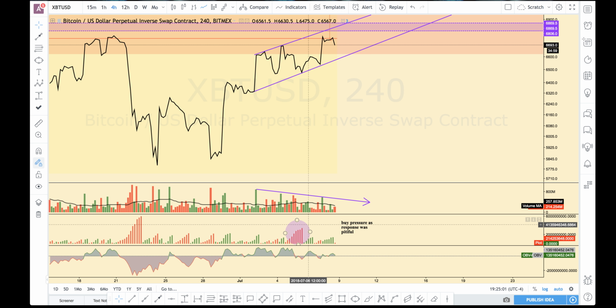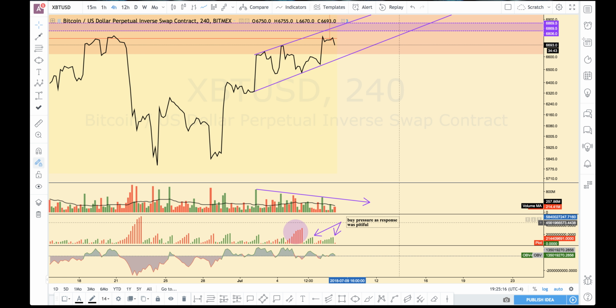So you see we had this wave of down volume, and then when it was time for the bulls to show up, their response was pitiful. It's literally a story. This is how you would read the volume in this chart. You can very much get the same story from normal volume, but I think this tells it a lot better.